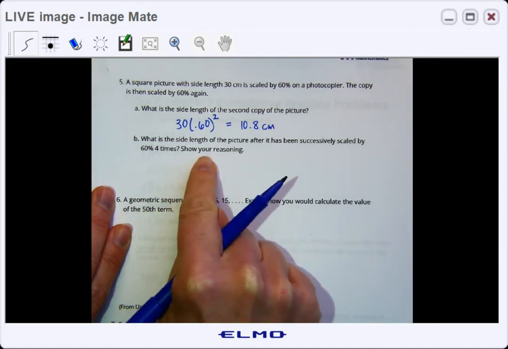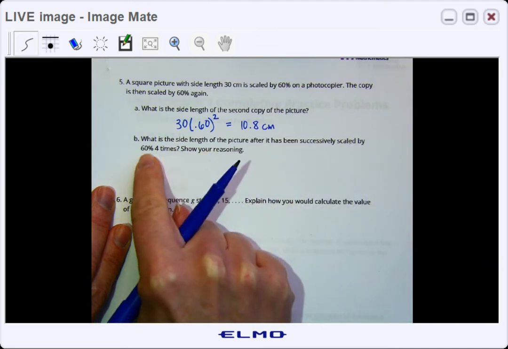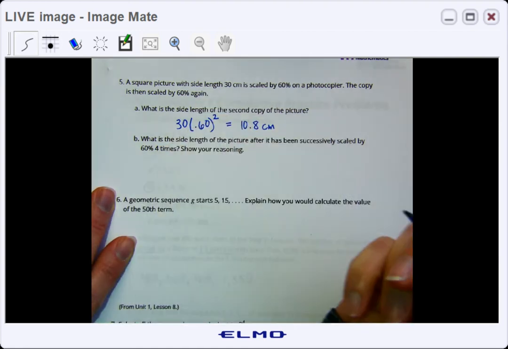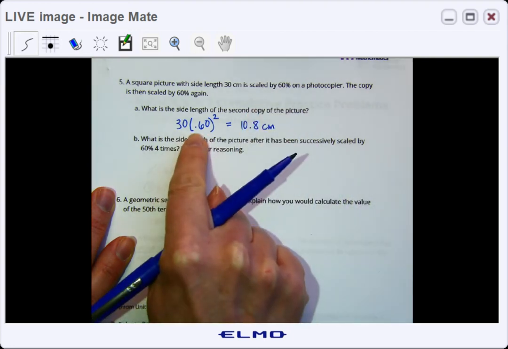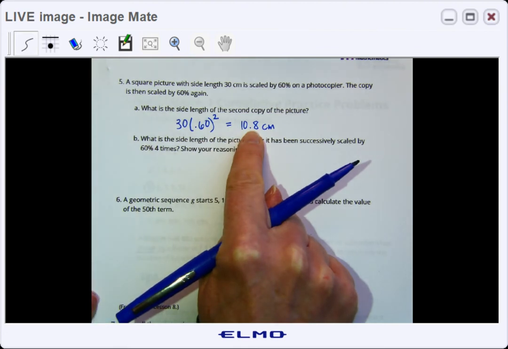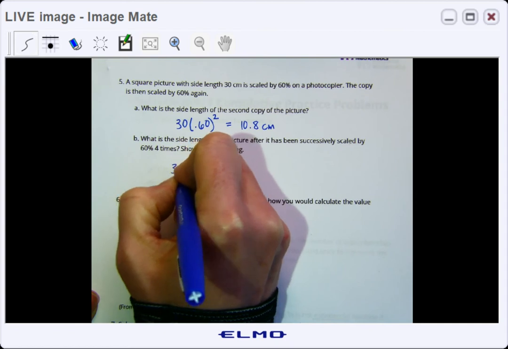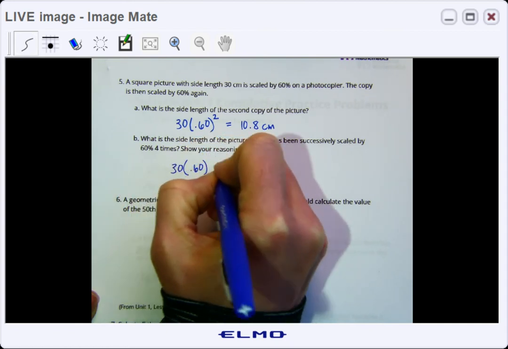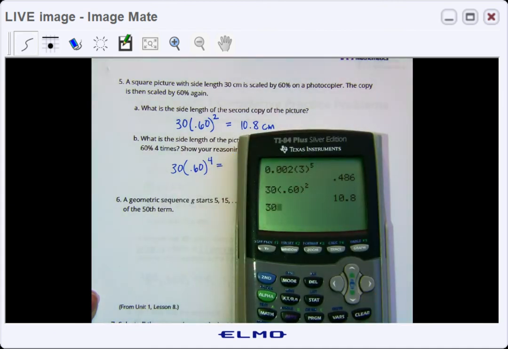And then number 4, what is the side length of the picture after it has been successively scaled by 60% 4 times? So 4 times, you could do it 2 ways. You could rewrite this and use an exponent of 4, or you could say, oh, well, this is what happens 2 times, so it needs to go 2 more times. Either way, you should get the same result. So I'm just going to go ahead and use the 30 times 0.60 to the 4th. I'll type that into the calculator.